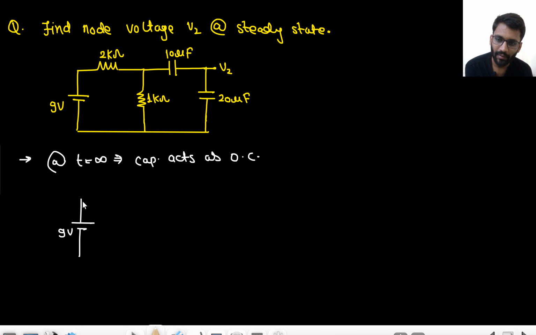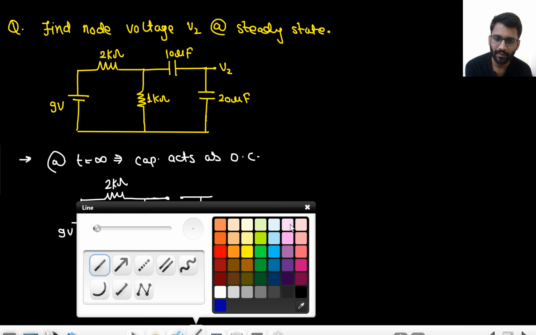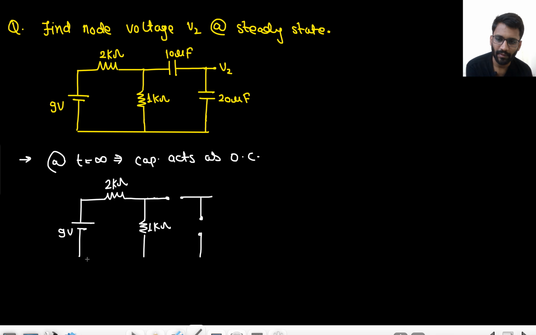9 volt, 2 kilo ohm, 2 kilo ohm, 1 kilo ohm. This is open circuited. This is also open circuited. Right? And you have to find this value. This value is V2.